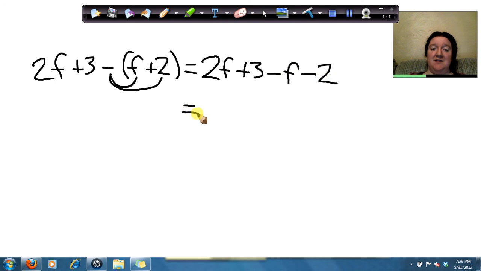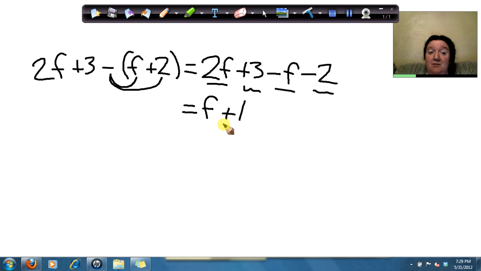Now if we look at these terms, we have the 2f part and the negative f part, which when you combine 2f minus 1f, you're going to get f. If I take the 3 plus a negative 2, 3 minus 2 is going to give me plus 1. So I've combined my like terms as much as possible, and there's nothing else that I can do.